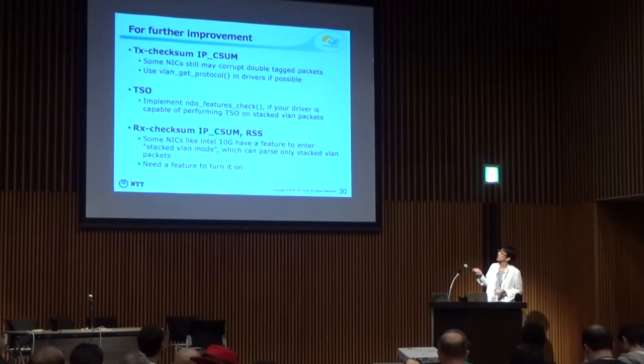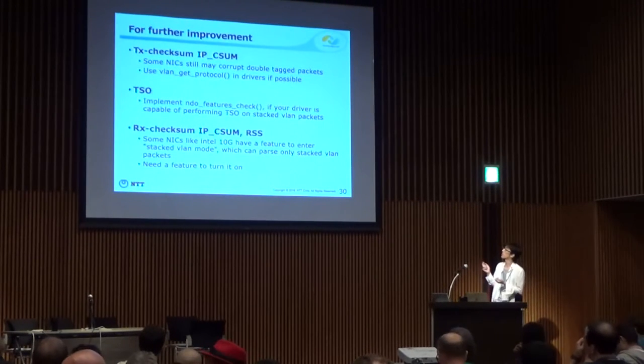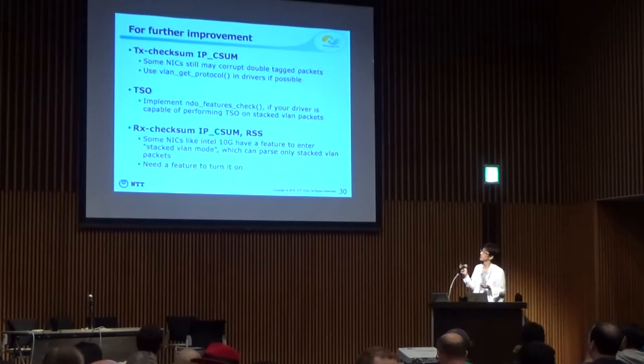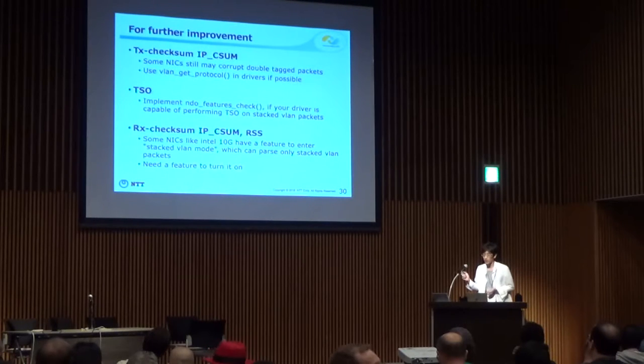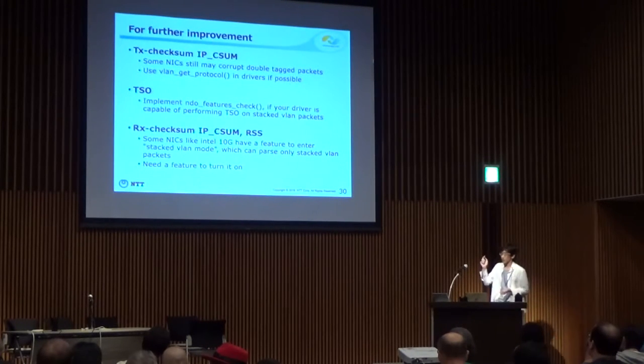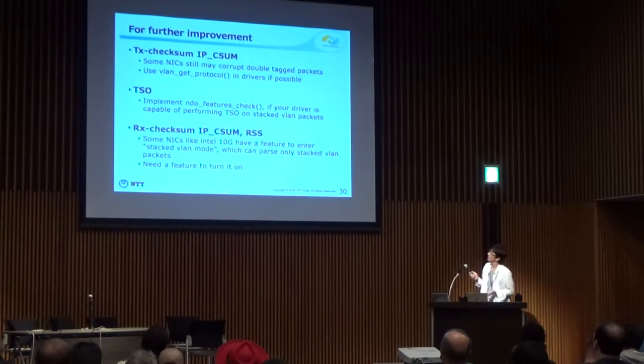And for RX checksum, IP checksum devices and RSS, there are some NICs like Intel 10G that have a feature to enter something like a stacked VLAN mode. So in this mode, the card can pass stacked VLAN packets, but instead, it cannot pass other packets. So it is a bit hard to use, but in some ways, we need a feature to tighten.